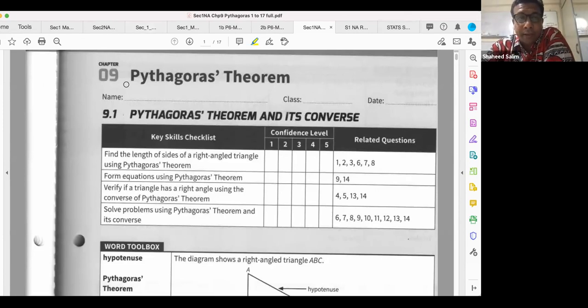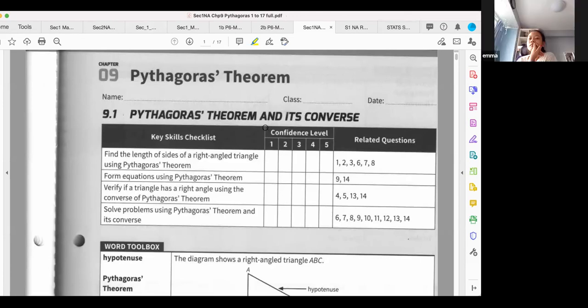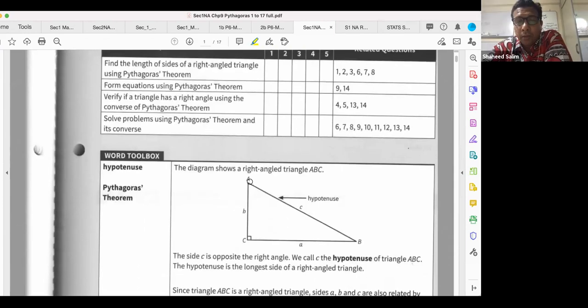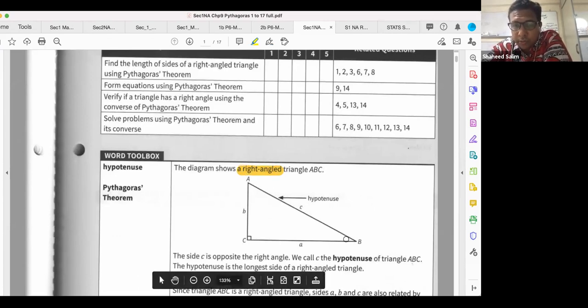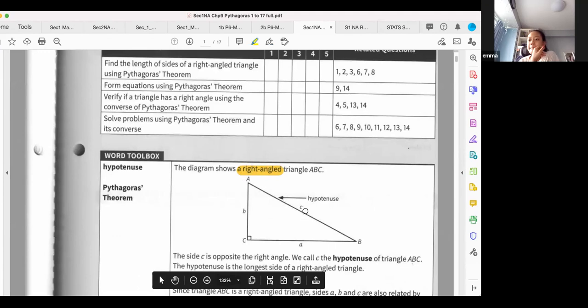Okay, this is called Pythagoras theorem. Pythagoras lived about 2,000 years ago, and this is what he found out. This is only for right angle triangles. Only for right angle triangles. The longest side is called the hypotenuse. We call this C.